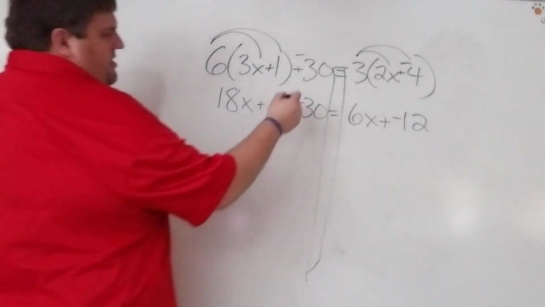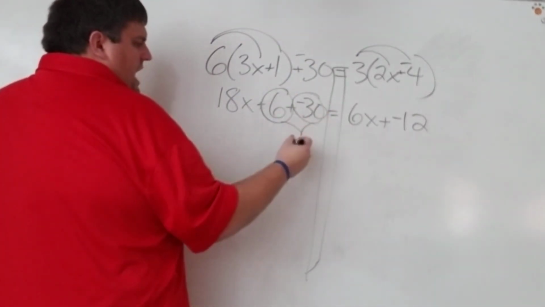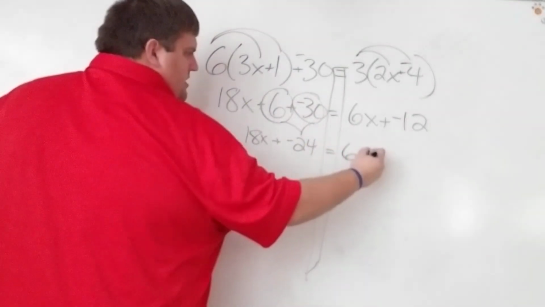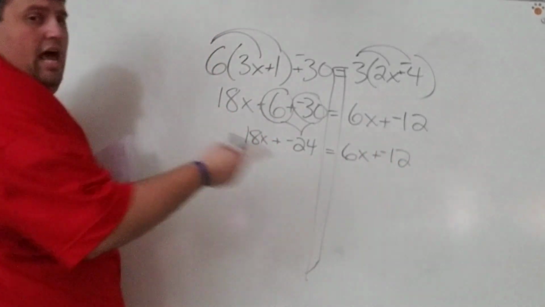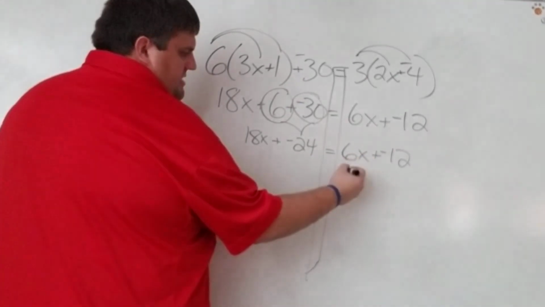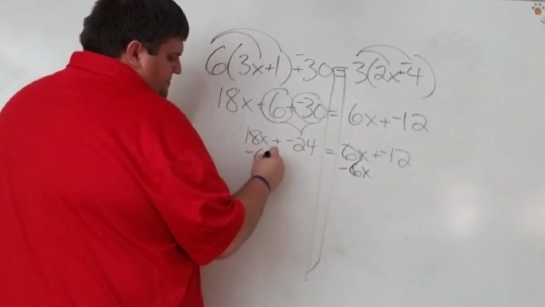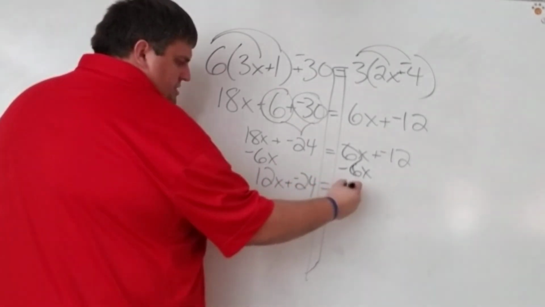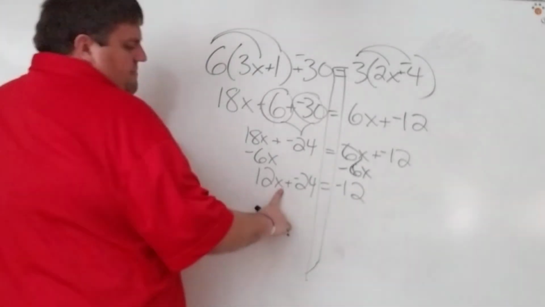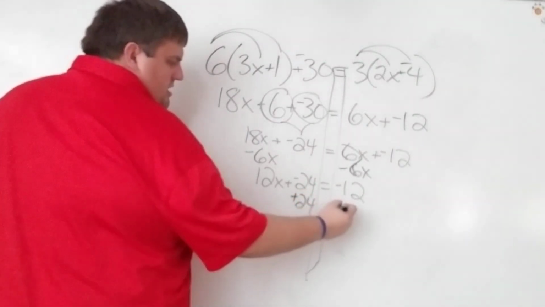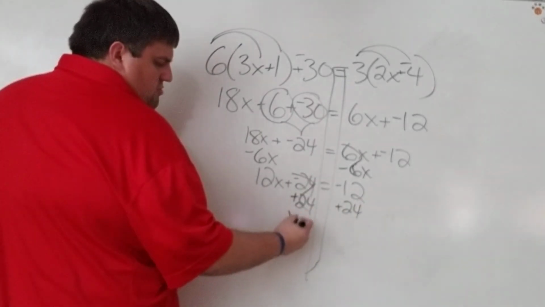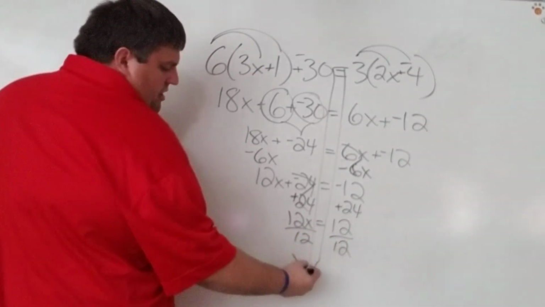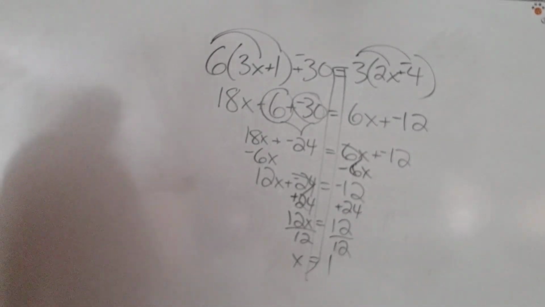And then it looks like I have some like terms over here. 6 and negative 30 would be negative 24. This side stays the same. And then I have variables on both sides, so I'll get rid of probably 6x. I'm going to subtract 6x from both sides. That's going to give me 12x + (-24) = -12. And then if I want to get rid of negative 24, I'm going to add 24. So 12x = 12. And then divide by 12. And after all of that work, we find out that x = 1.